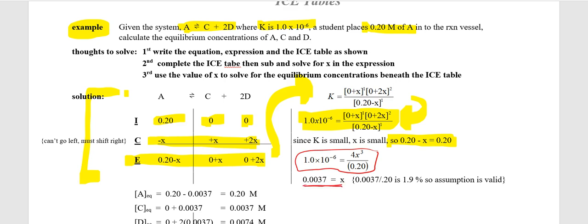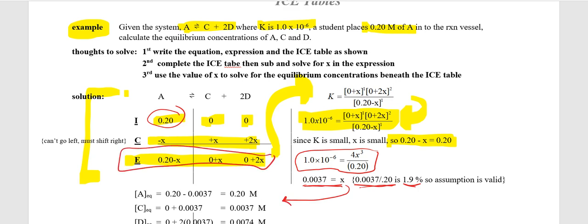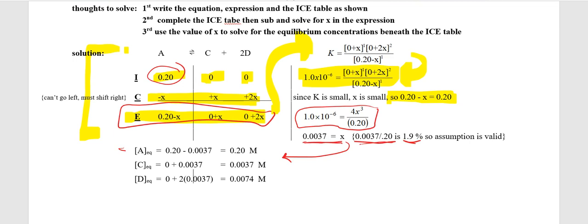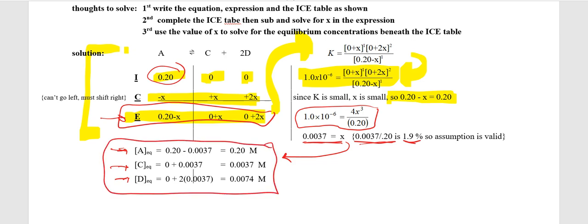And we get x is 0.037. Getting back to that 5% rule, initially we had 0.2 of A. If you only lose 0.037, that's a 1.9% drop. So the assumption's valid, and we're good to go. So we take this value of x and plug it back into our equilibrium line. You have the concentrations of A, C, and D at equilibrium. The equilibrium line tells you what they're equal to. All I did was recopy it over here into A, C, and D, plug in the value of x, and you get your concentrations at equilibrium.